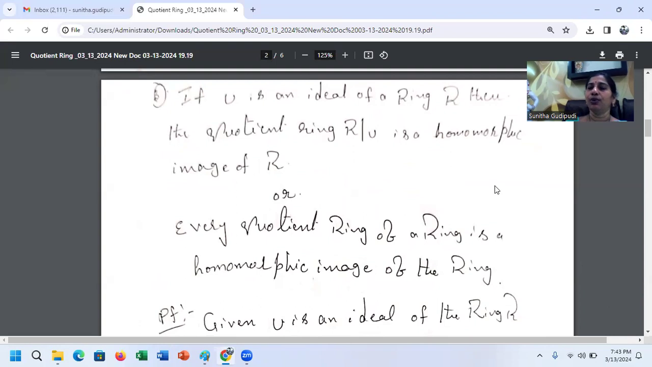Now let's have a look at the statement of the theorem. If U is an ideal of a ring R, then the quotient ring R by U is a homomorphic image of R. Or else, the same statement can be given as: every quotient ring of a ring R is a homomorphic image of the ring.